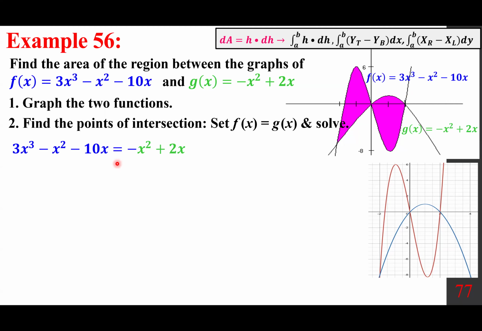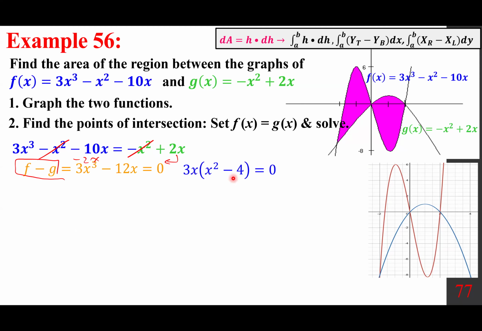3x cubed minus x squared minus 10x equals minus x squared plus 2x. And you don't have to move this. They're identical. We just drop them. And move this, make it minus 2x. So 3x squared minus 12x. That's, by the way, this is f minus g, okay? There is a reason I wrote that, because we're going to use that later on. So we need f minus g.